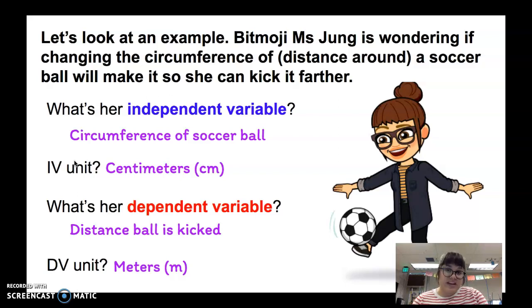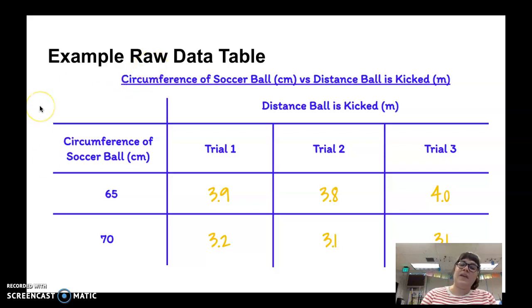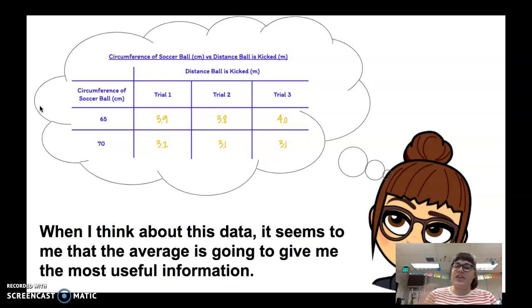The dependent variable is the distance that the ball is kicked, and that unit would be meters. So we're going to use that independent and dependent variable to help us make our processed data table. This is the raw data table, and we did the experiment, so now we have data. So I have input that in our raw data table, and now I'm going to think about the data.